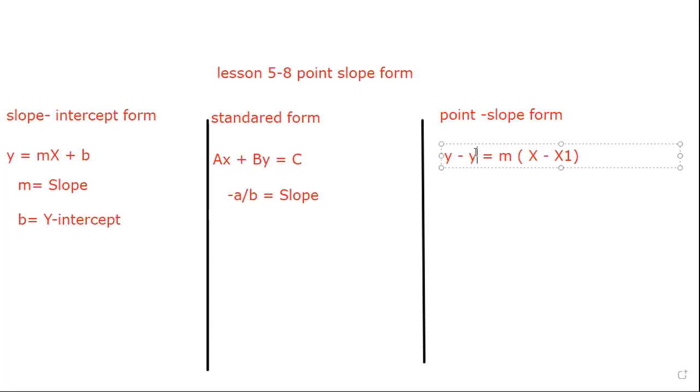So y minus y1 equals m, parentheses, x minus x1. Y and x are standard variables, but x1 and y1 are the point which I'm going to give to you.